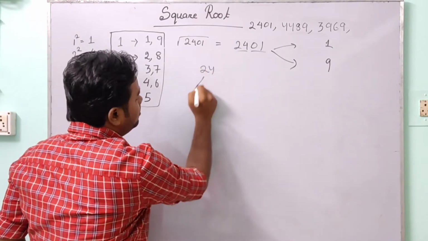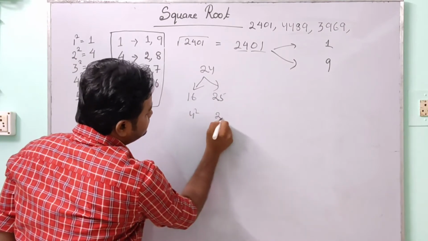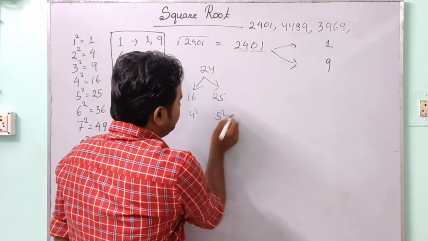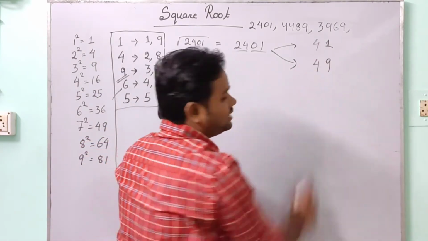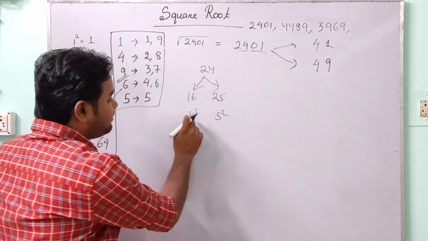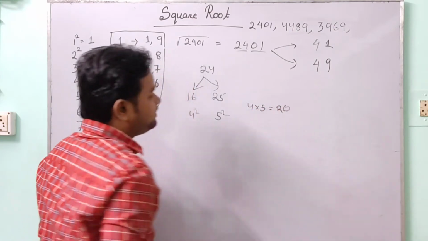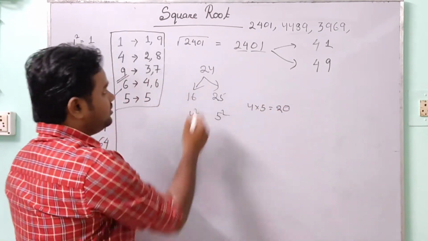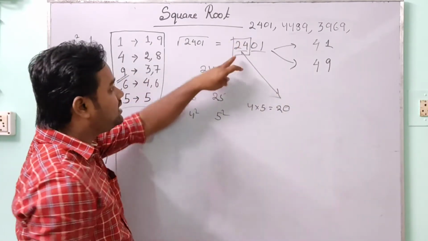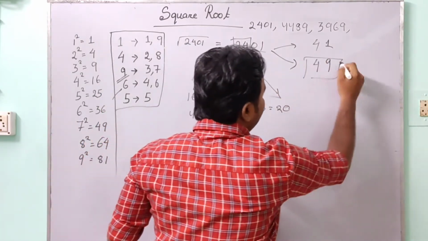In 24, what is the perfect square? Then this is 16 and 25. This is 4 square and 5 square. I have to write 4 because we have to write the lesser number here. So here is 4 and 4. The answer may be 41 or maybe 49. The next point is I have to multiply 4 and 5. 4 into 5 is equal to 20. Since here the remaining part is 24, 24 is greater than 20. So the greater number will be the answer. So 49 is our answer.